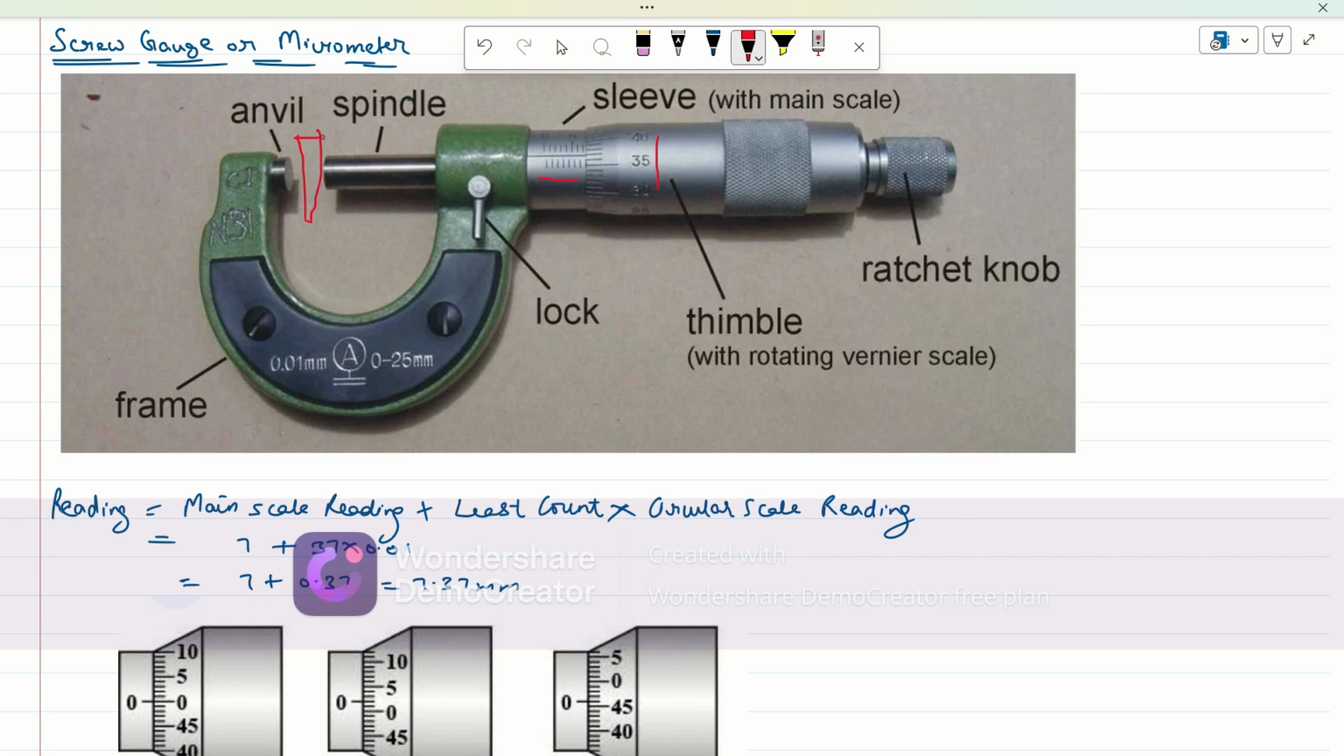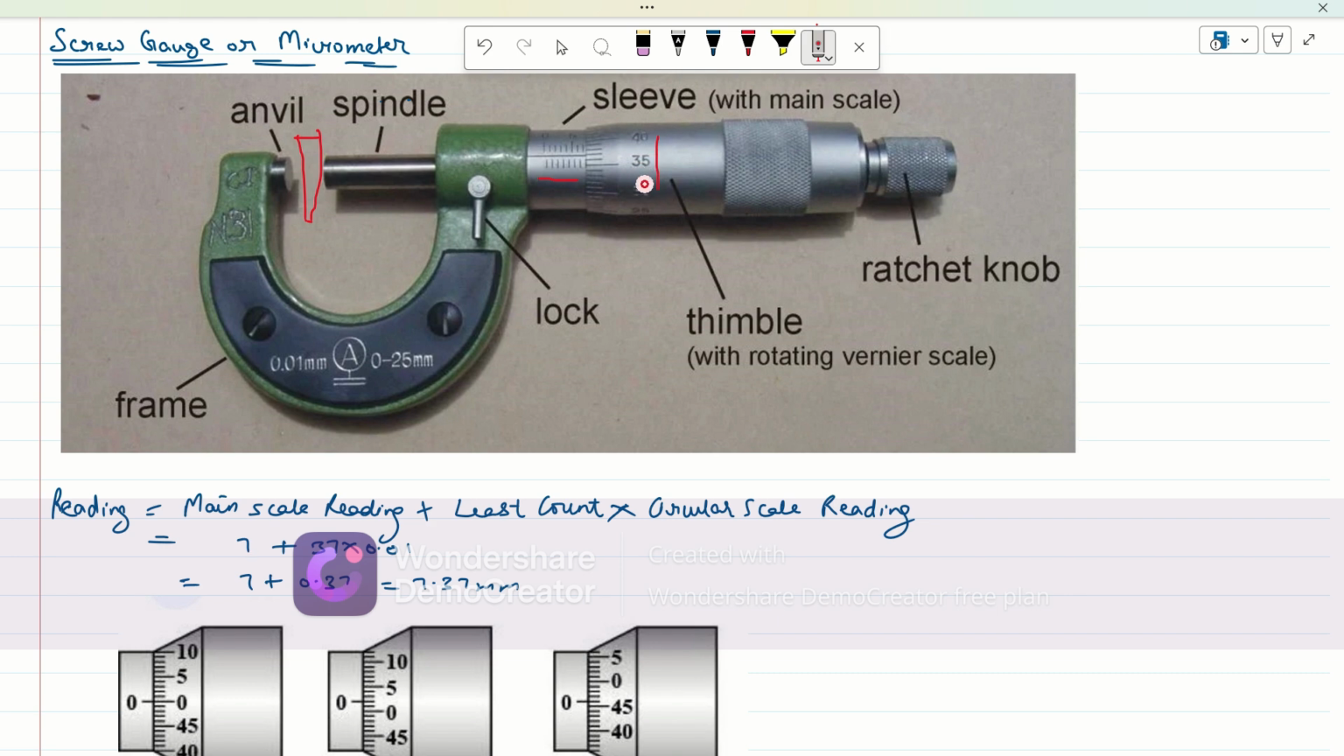Let's say this is a pencil whose thickness you want to measure. You will tighten it and keep it in a fixed position there. Then how do you take the reading? This represents the main scale reading. This is the main scale. First, you will check after which reading this one is lying. If you look carefully, it is lying after the 7th reading. So the main scale reading is 7.